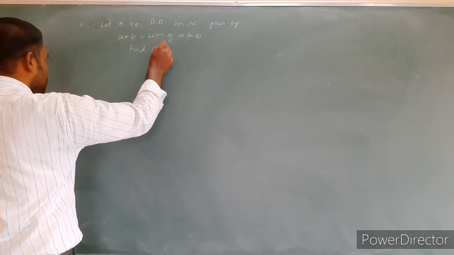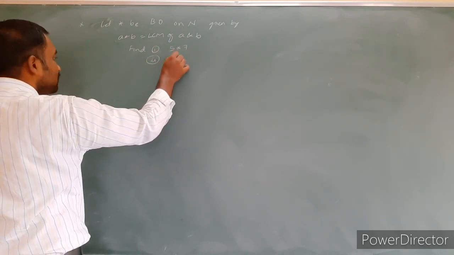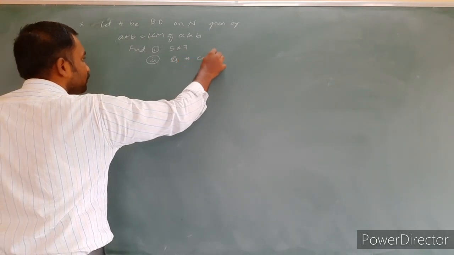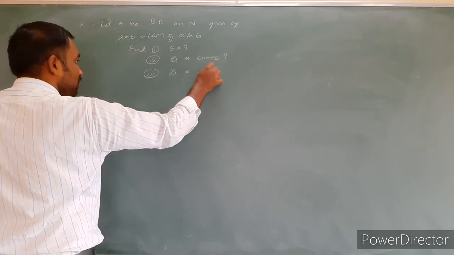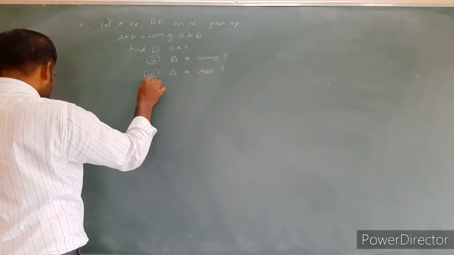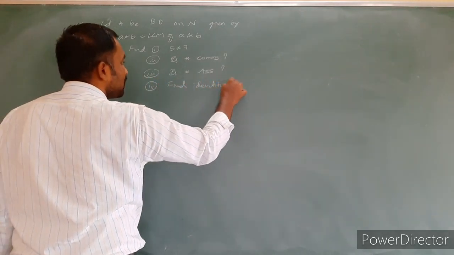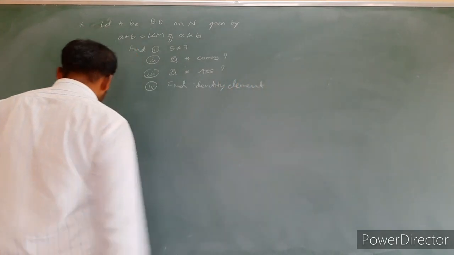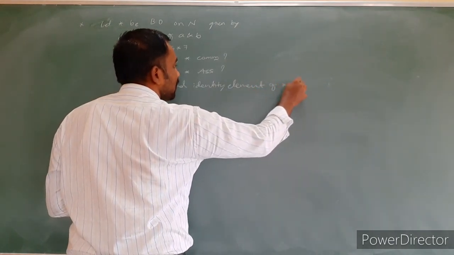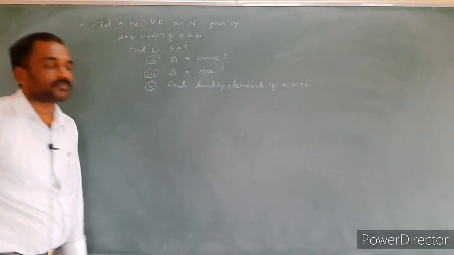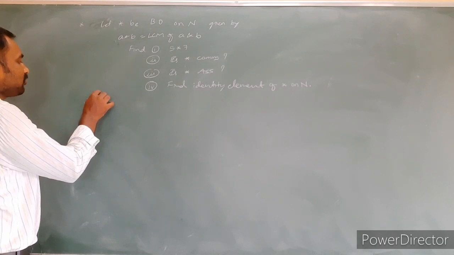Then find, first case, 5 star 7. Second case, star is commutative. Third case, star is associative. And fourth case, find the identity element of the star on the set of natural numbers N. Okay, so here try to solve this question. Very simple, and most of the time it is repeated in the examination.